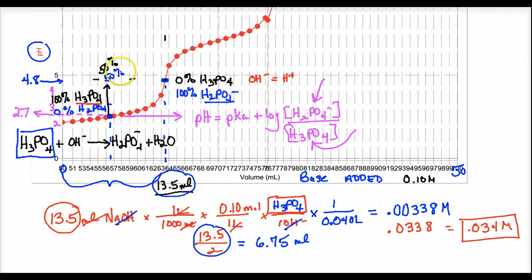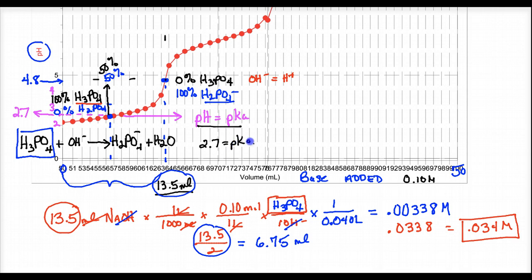And if you have equal amounts at this position, because it's halfway to what it would take to fully drive it forward, these values will be the same. And the log of whatever number over the same number, a log of 1, goes to 0. And then we have the pH equals the pKa. So my friends in chemistry, 2.7 equals the pKa. And to get to Ka, I do 10 to the negative 2.7.